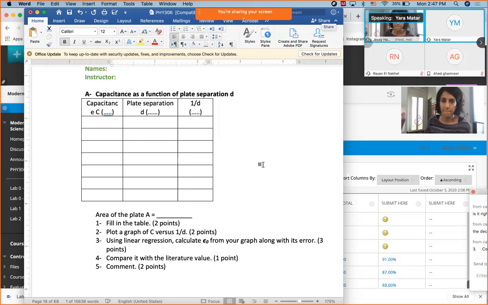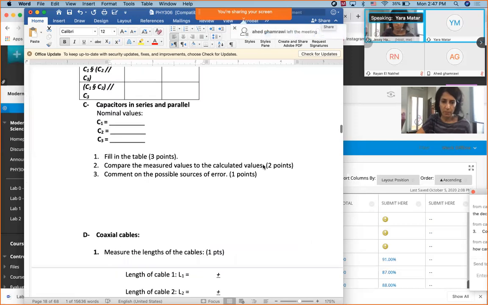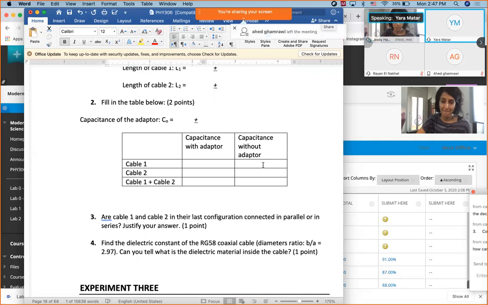If a question. Say it. Can you tell what the dielectric material inside the cable is? Yes. Okay, I found K1 and I found K2. I have to get something to compare them to from the internet. There's nothing else I need to research. Yes, check online. Check RG58 coaxial cable. What's inside?